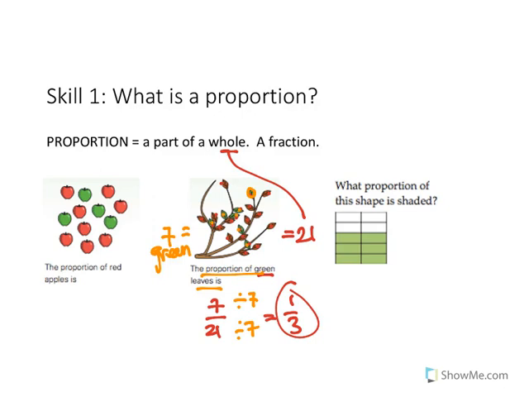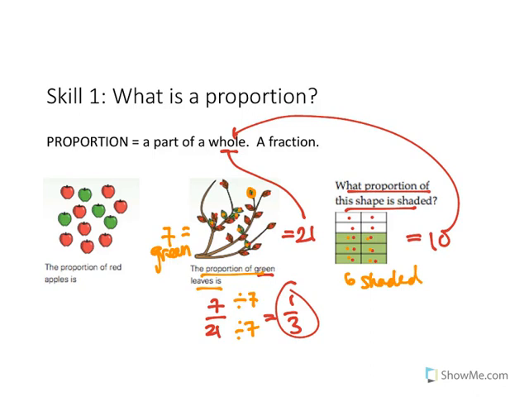In the last example, what proportion of the shape is shaded? So we have 10 parts in total. That is our whole. And the part that's shaded is 6. So the proportion that is shaded is 6 out of 10. And if you divide it by 2, you will get 3 out of 5 as a fraction when it's simplified.